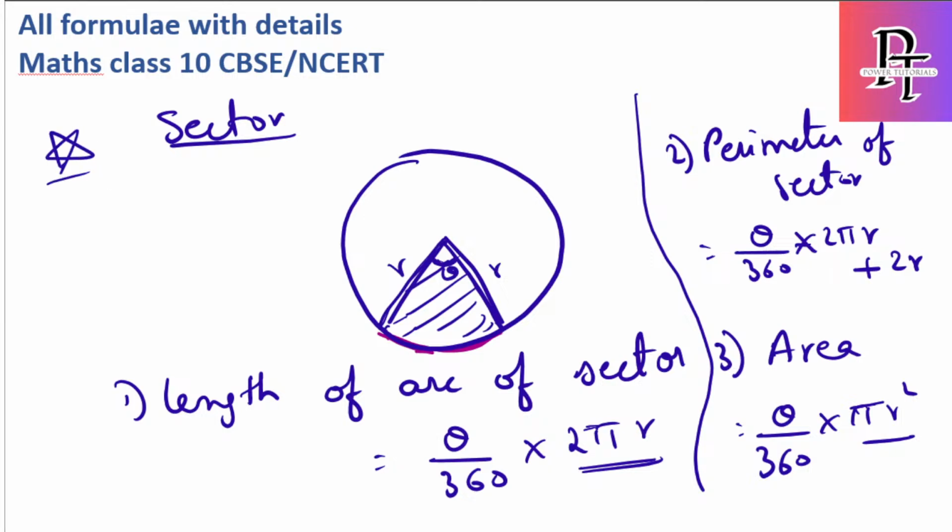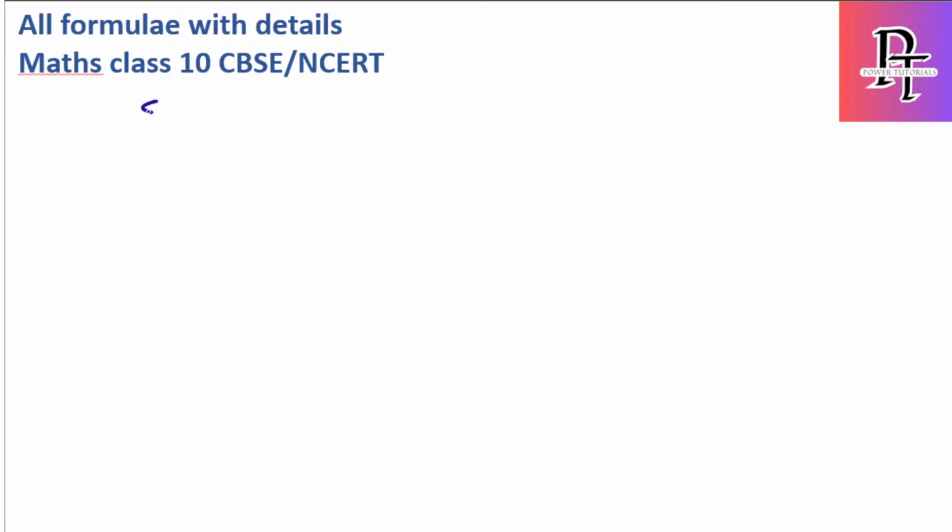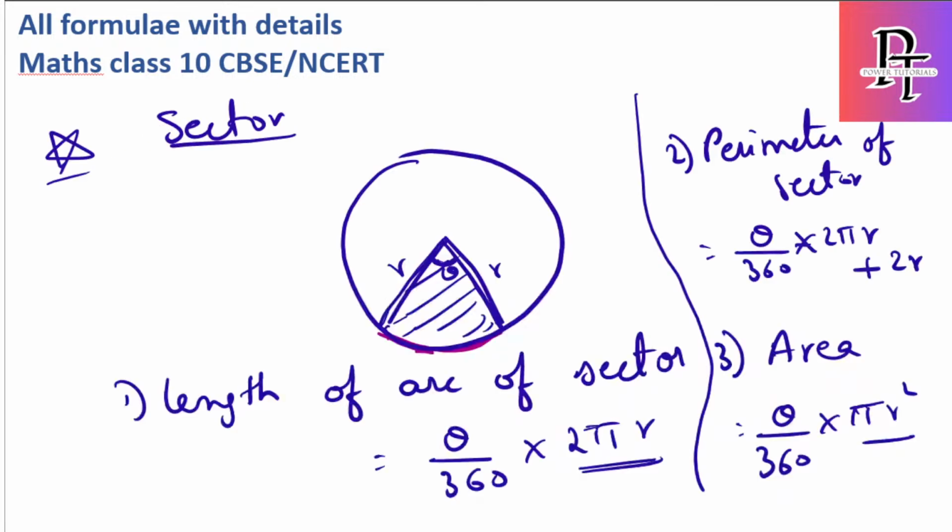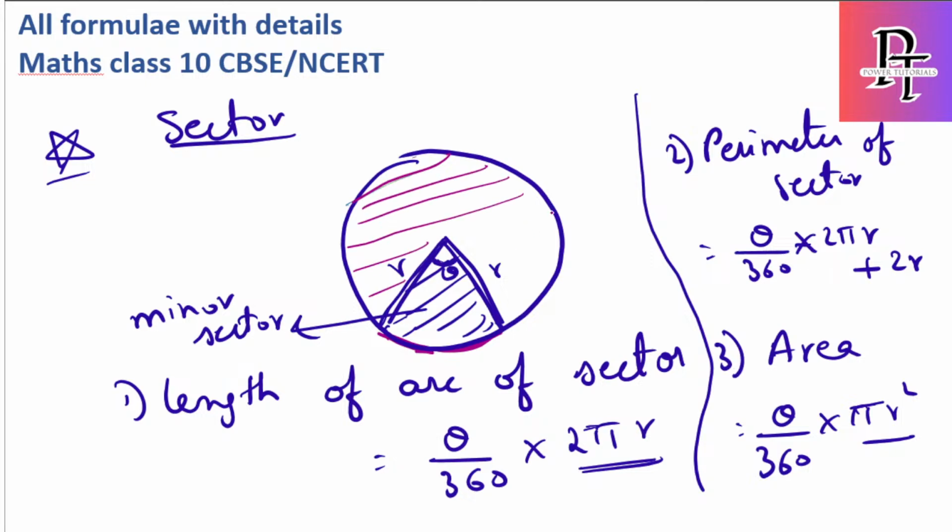Let's see what the formulas are for segment. And one more thing before going to the segment part: if I say this is the minor sector, then the other portion which is remaining in the circle, like this, okay, let's change the color, this part, the pink part, is nothing but the major sector. So just see in the question what they are asking, minor sector or major sector.